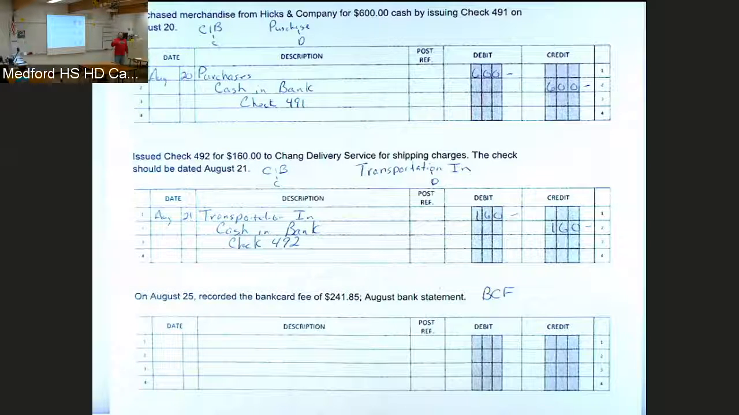Is it an asset? No. Is it a liability? It's not a liability. How do you know it's not a liability? It doesn't have payable. Equity? Is it a capital or owner's equity? Falls under that umbrella. Revenue? Expense? Maybe. Withdrawal? No. Cost of merchandise? Maybe. So it's between cost of merchandise and expense.